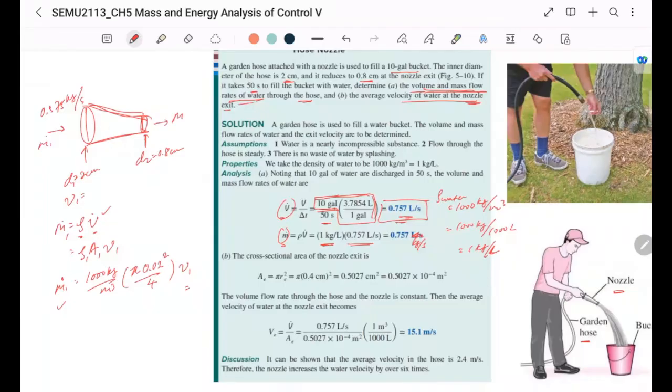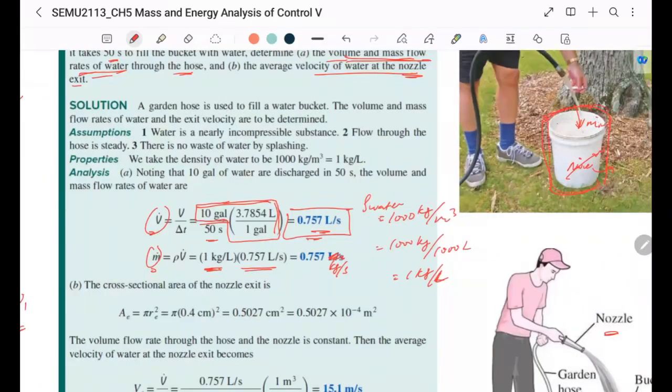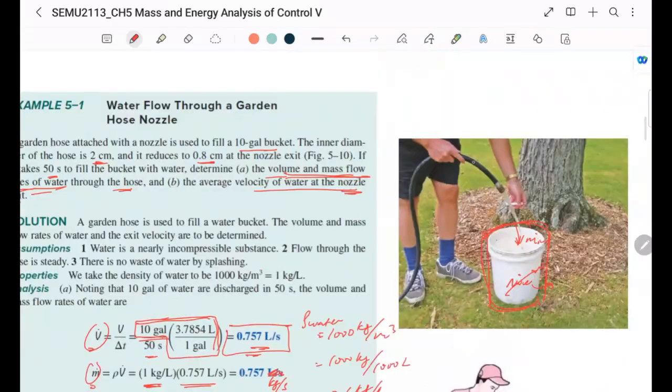Because this is a steady system across the nozzle. The bucket is not a steady system because the water level is changing, right? There's mass in, there is no mass out. So if our control volume is the bucket, then it's not a steady system. But for the hose, yes, mass in equals mass out. We look at across the nozzle, which is what I'm drawing here.